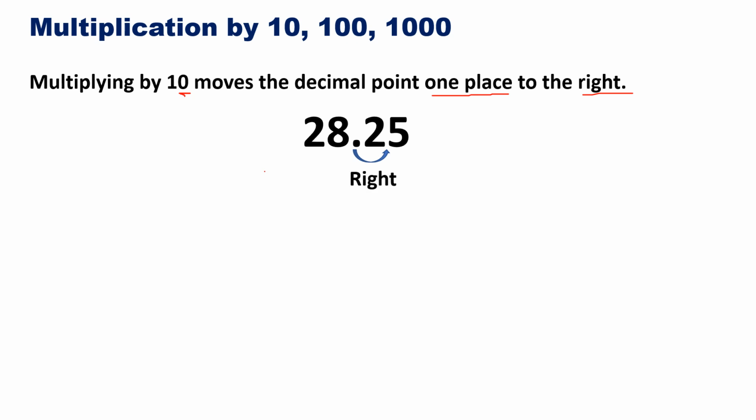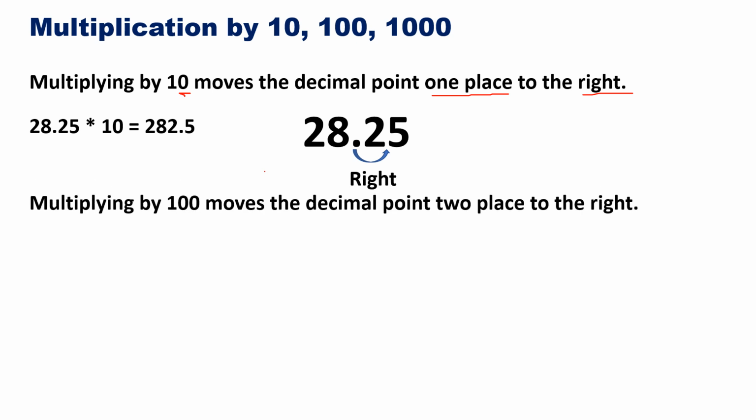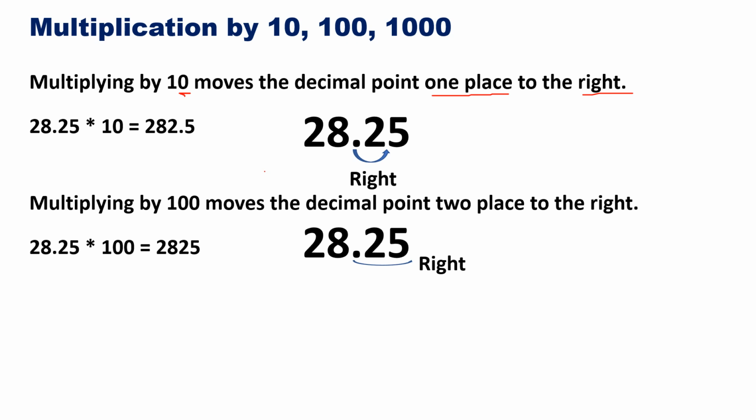So the number will be 282.5. If you multiply by 100, then the decimal point will move two places to the right. If we take the same example here, now it is 28.25. If it moves to the right side by two places, the answer will be 2825.